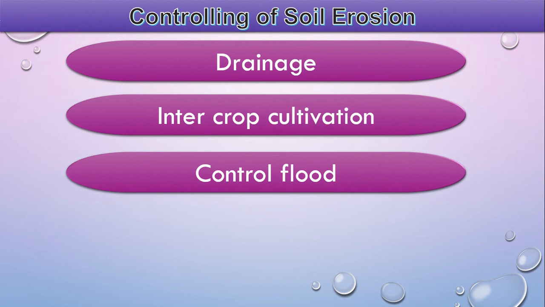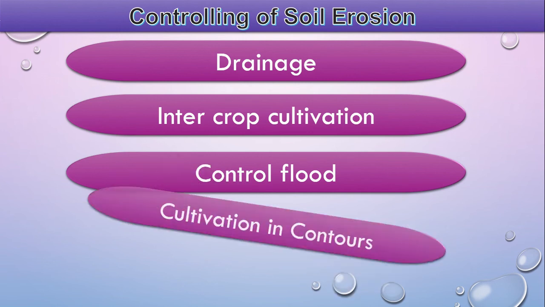Control flood. If there is any flood due to a natural disaster, we can control the flood, like making a river dam, making protection, and moving the water away from one place to another. This is how we can control soil erosion. But if it happens in huge quantity, then we cannot control the soil erosion. This happens in the country.